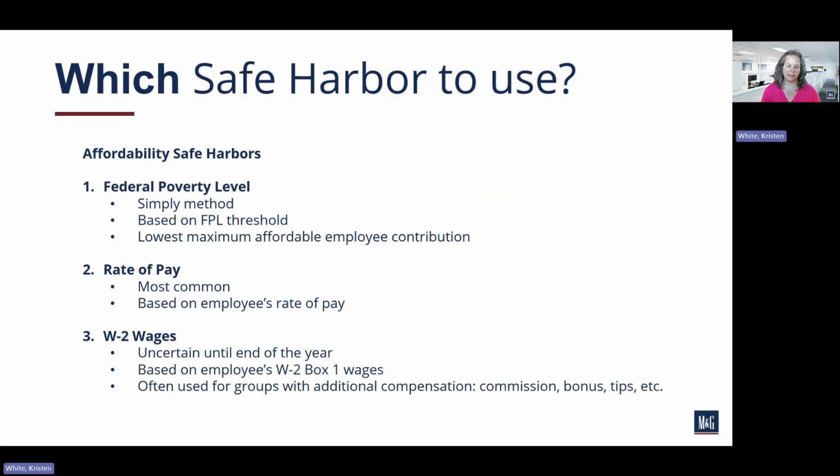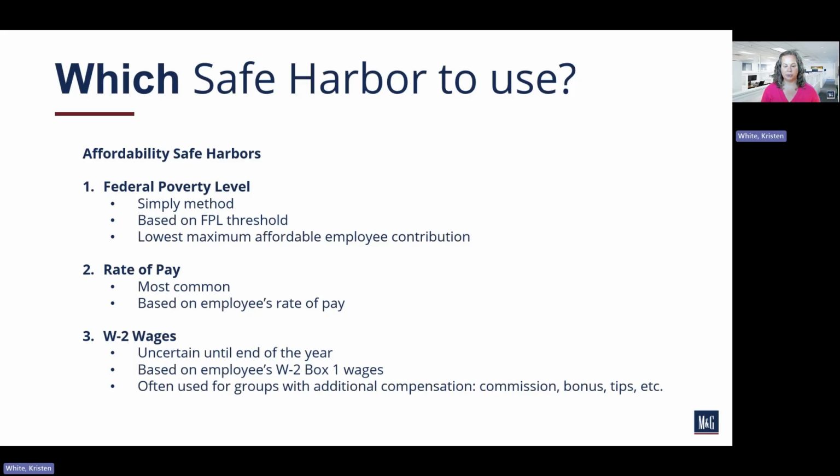The IRS provides 3 safe harbor options. The first, Federal Poverty Level Safe Harbor. This is the easiest to use because it's based on the same threshold for all employees. However, it can make affordability harder to meet.